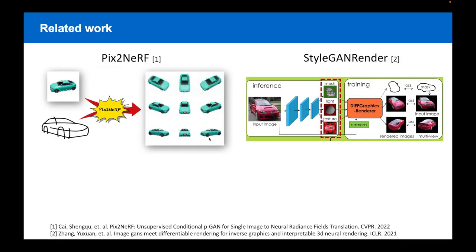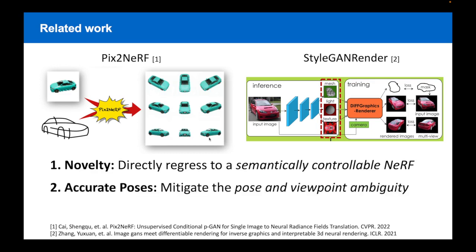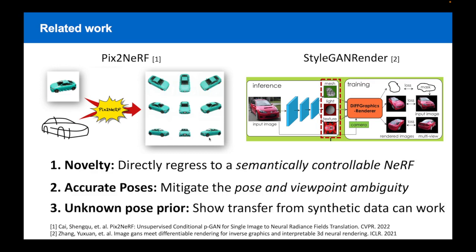Our model is novel compared to prior works such as Pix2NeRF or StyleGAN Render, in that we can directly regress to a semantically controllable NeRF from a single image input. Our model also produces pose estimates, and we show how to improve these estimates by mitigating a pose and viewpoint ambiguity problem. And the model also has a nice property which allows us to transfer from synthetic data to real image collections.